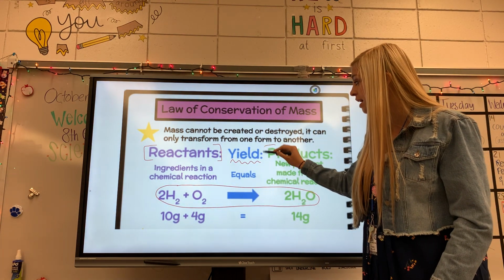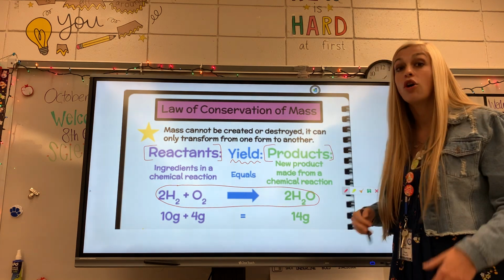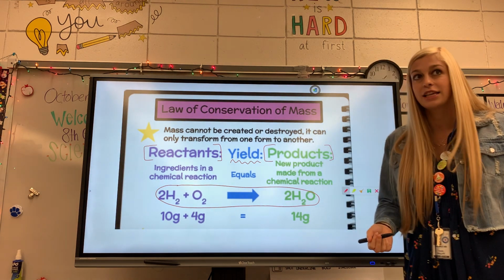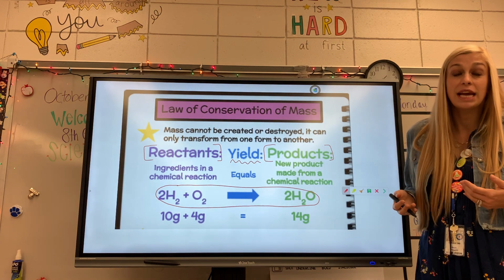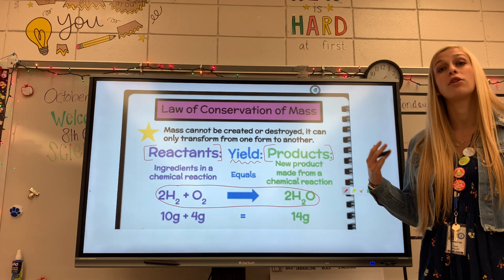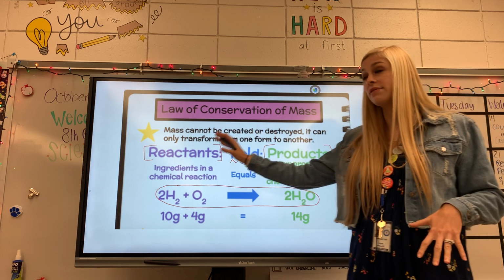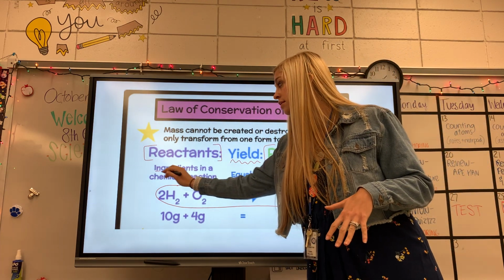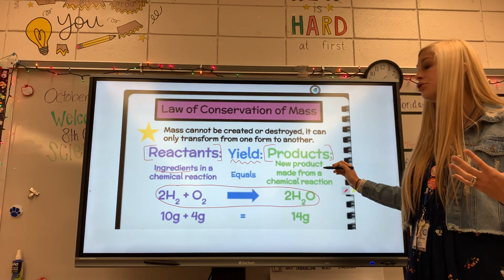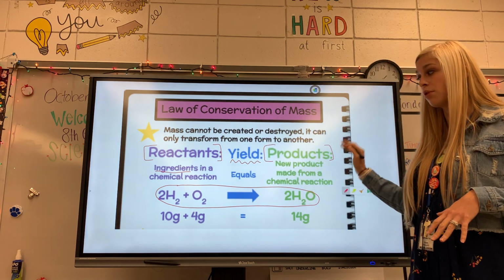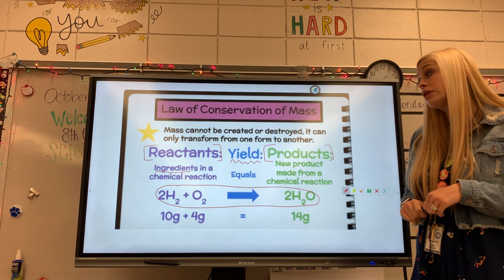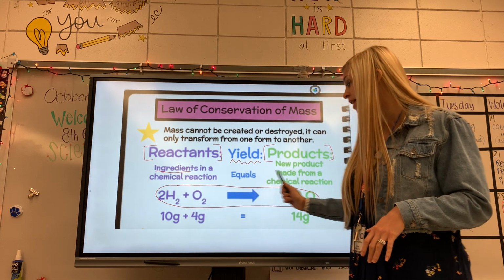The right side of the equation is called the products. I like to think of it as your final product. The cake that you take out of the oven, it's baked, that's your final product. So the left side is like the ingredients, and the right side is the new product, or what you make. Reactants yield products.